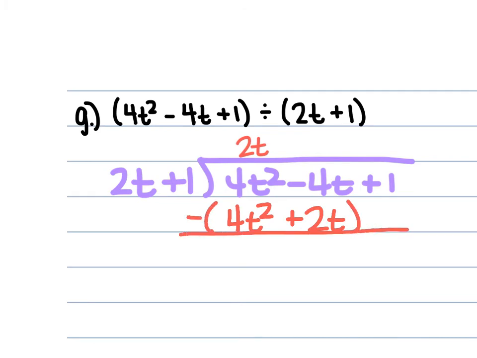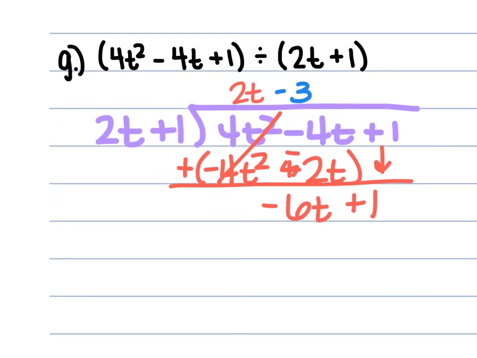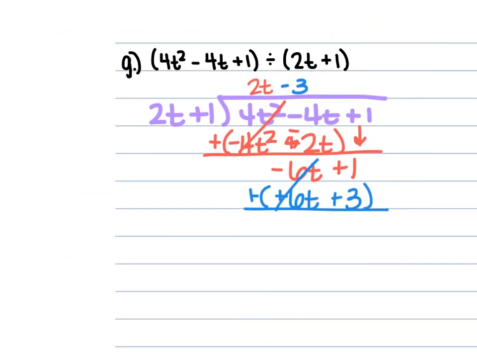Subtract these two. The 4's are going to cancel out. And then the negative 4t minus 2t is negative 6t. Drop down that 1. The 2t times what is negative 6t? That's a negative 3. So negative 3 times 2t is negative 6t. And negative 3 times the 1 is a negative 3. Subtract these or add the opposites. The 6t's cancel out. The 1 plus 3 is 4. So our answer is 2t minus 3 plus 4 over 2t plus 1.